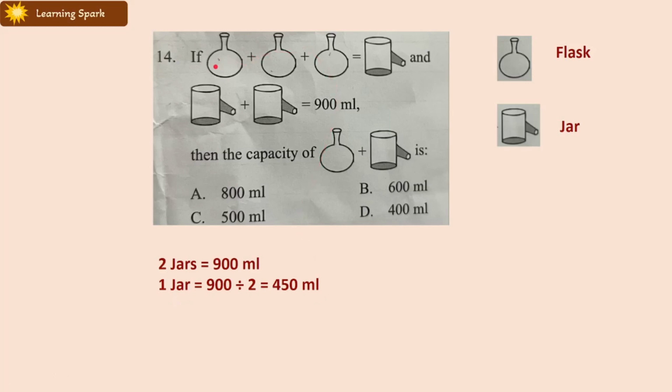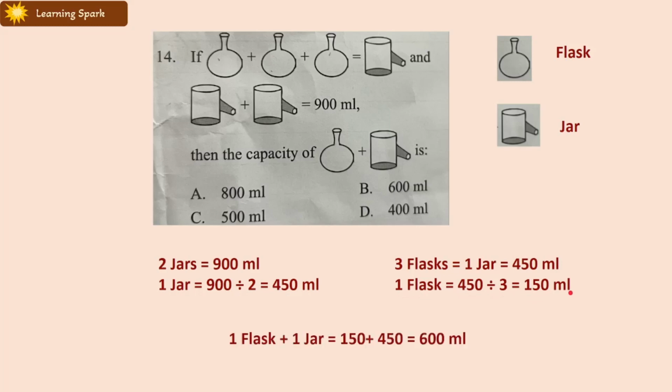Now let's go to this particular figure. Here it says that 3 flasks equal 1 jar, and we have got the capacity of 1 jar now, 450 ml. So that is 3 flasks. So 1 flask will be 450 by 3, which is 150 ml. Okay, so we have now got the capacity of the flask also.